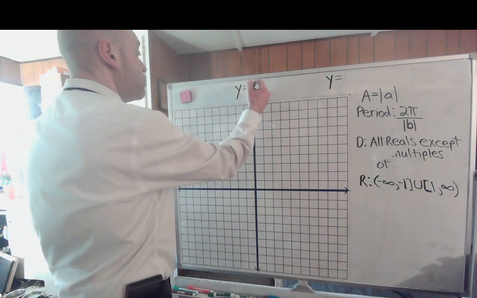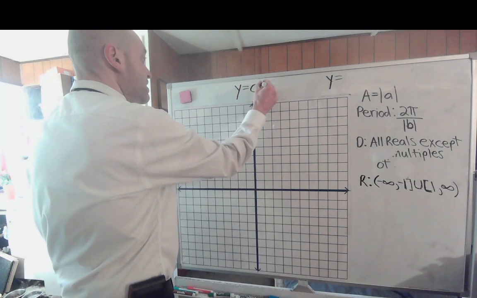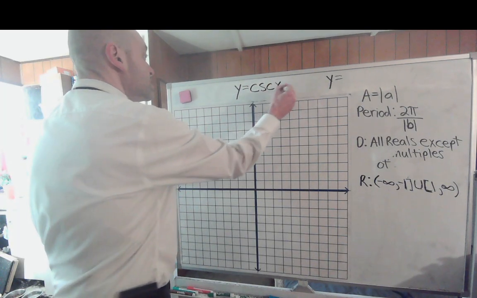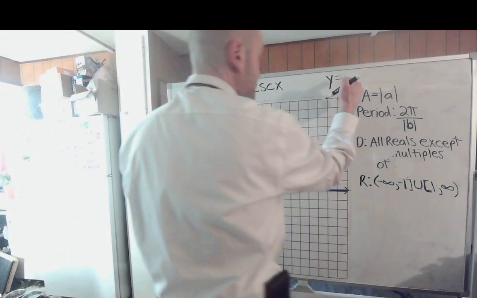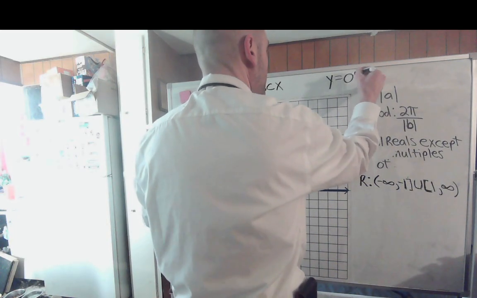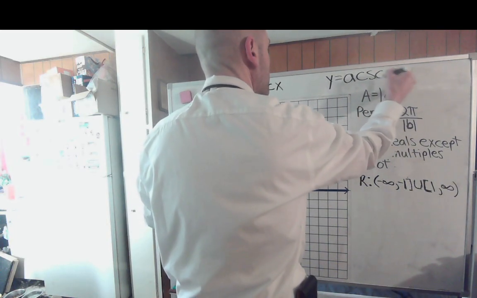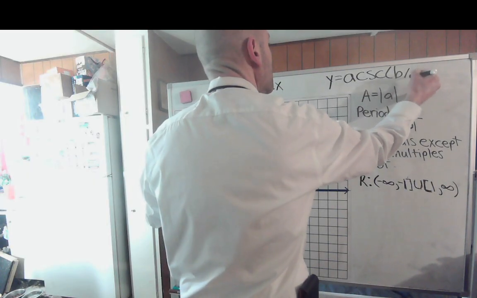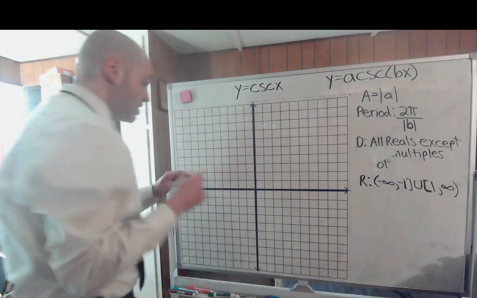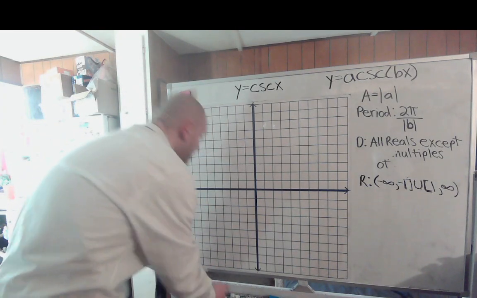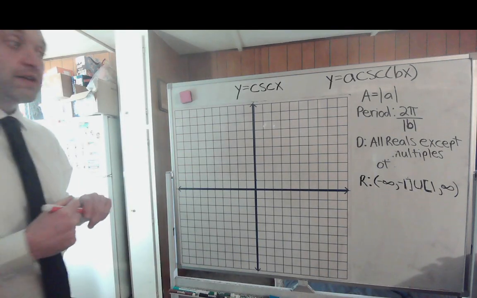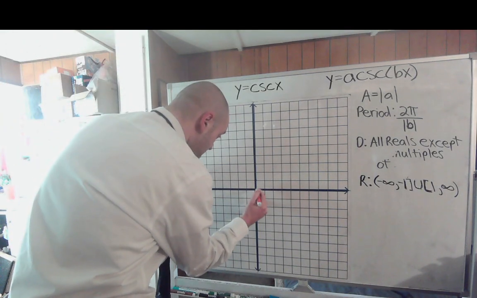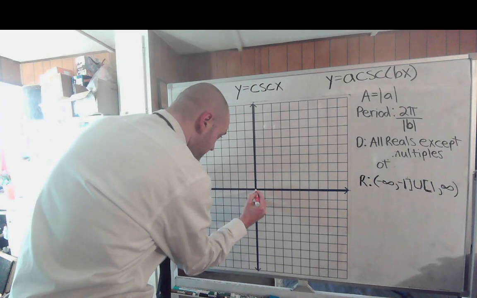So let's set up y equals the cosecant of x. This time we'll graph the cosecant of x, in the form y equals a cosecant of bx. Now I'm going to draw the graph real quick, but if we remember, the cosecant is the reciprocal of the sine, right? So let me draw the sine in red ink first.